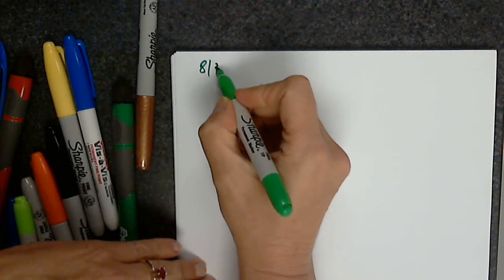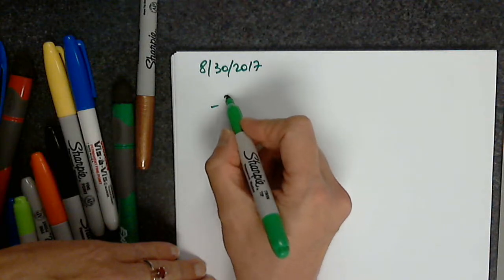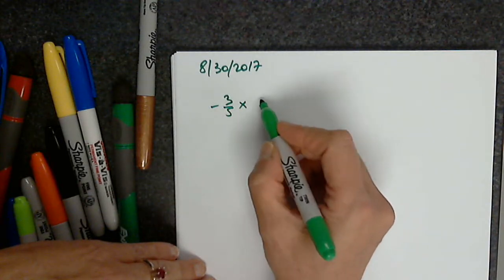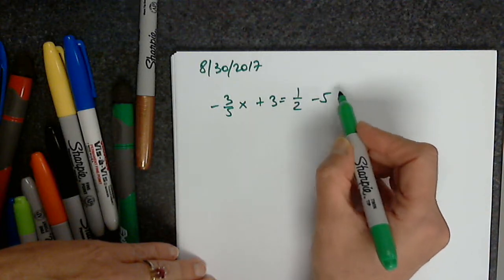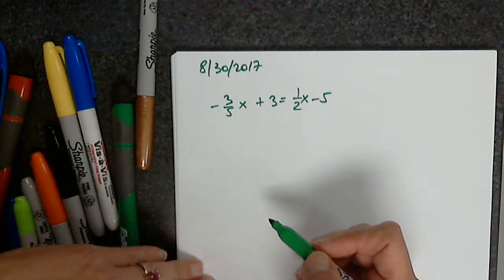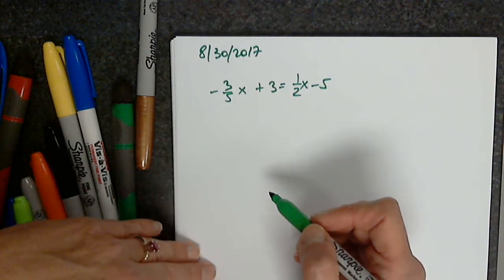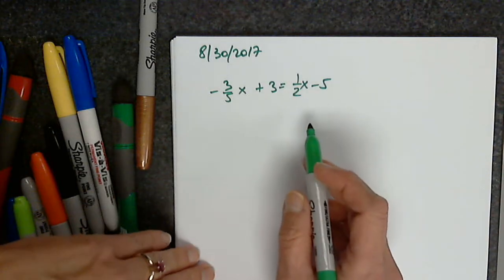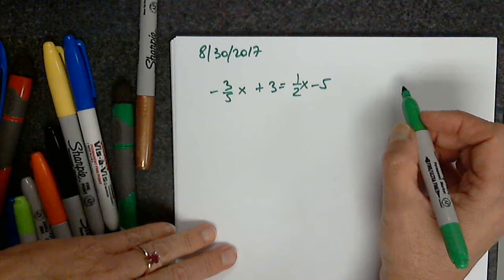3/5 x. Negative 3/5 x plus 3 equals 1/2 x minus 5. And you just want to solve the equation. Well, this is a linear equation.